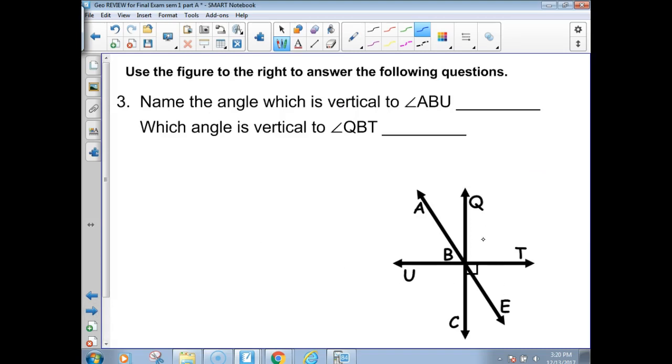Now we're getting onto this picture. This is where I was trying to get people to get working and think about this, because I'm not going to help you on the final. Name the angle which is vertical to angle ABU. Well, it should be across from ABU, which would be angle TBE, or EBT. I don't care if you have the letters reversed, but B has to be in the middle. What angle is vertical to QBT? QBT is right here. The angle that would be vertical to it is UBC. Okay. Questions on that?